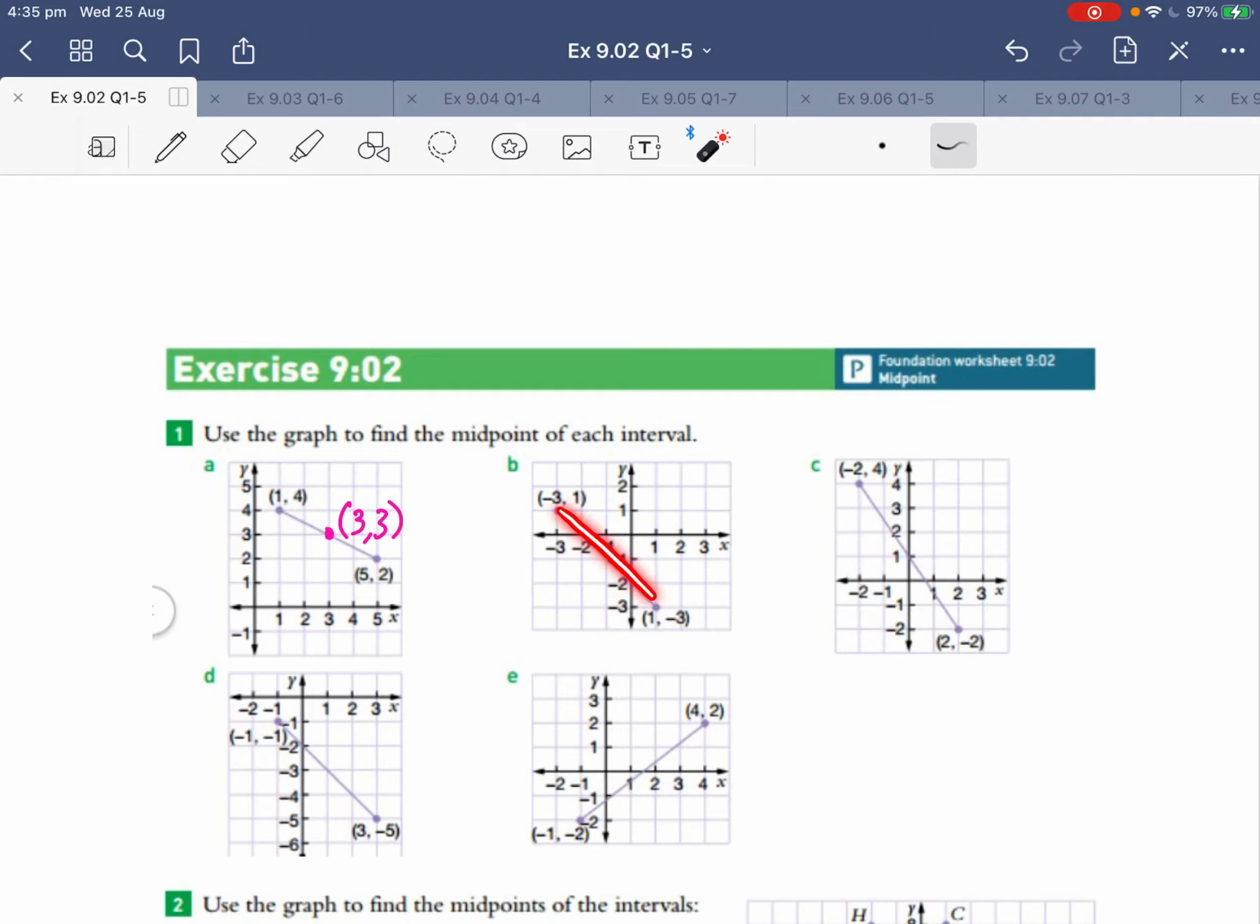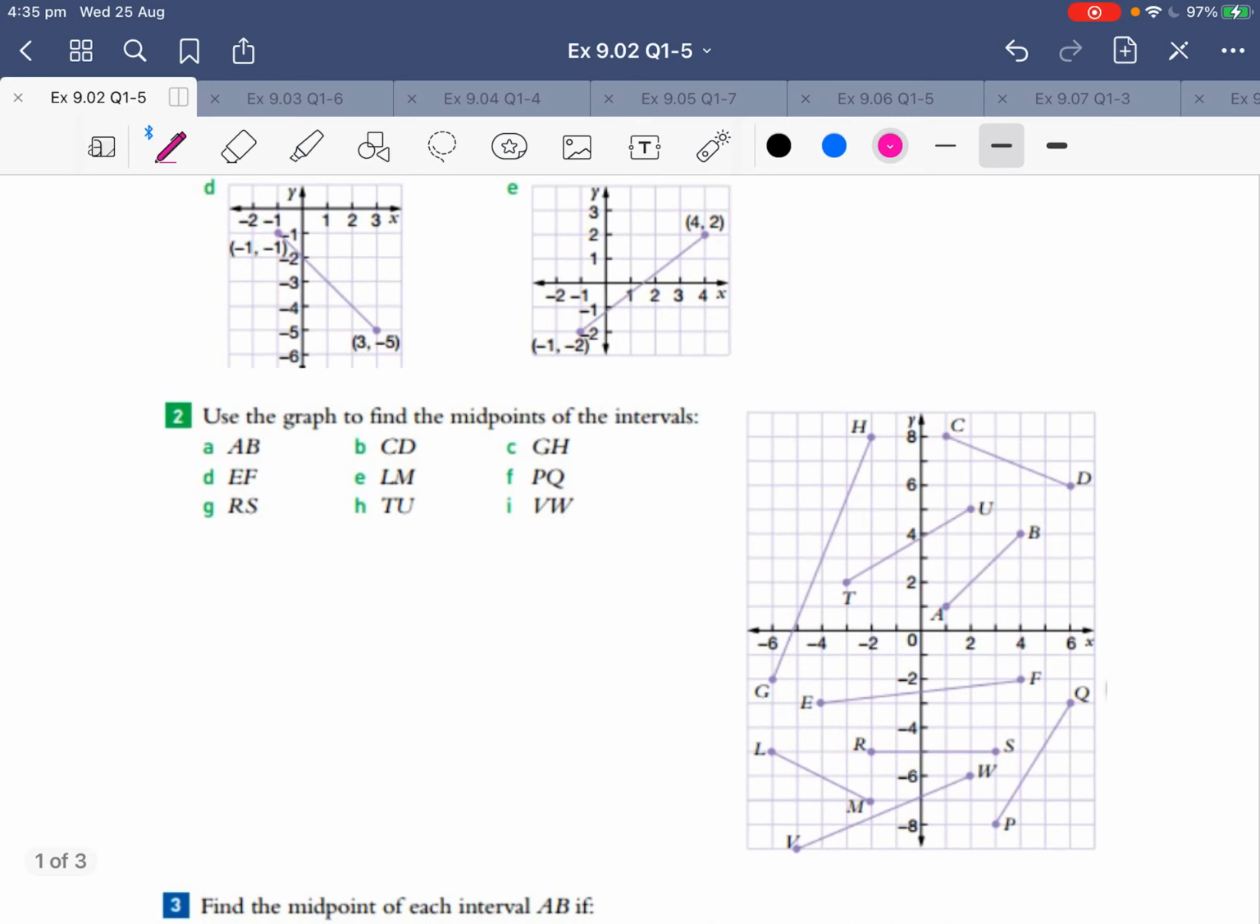Now, if we were to look at B, we have this line here and we want to find the middle of it. So the middle of this line visually is here at the point -1, -1.